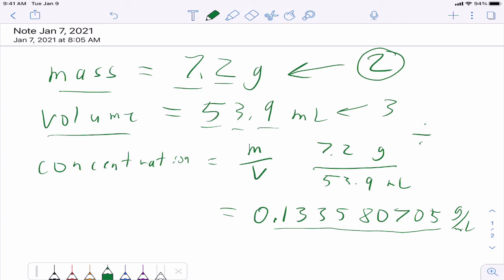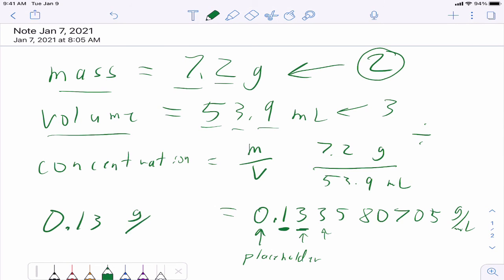So 2 is my least precise measurement, which means that I can measure out one value, two values. This 0 is a placeholder only, so it's not part of this measurement. So I am going to round it at my 3 right here, okay? Because the 3 behind it is less than 5, I now can keep it as a 3. So my final answer would be 0.13 grams per milliliter.